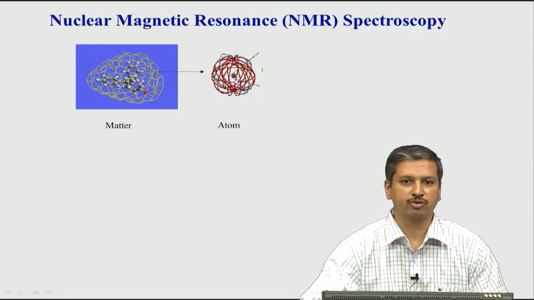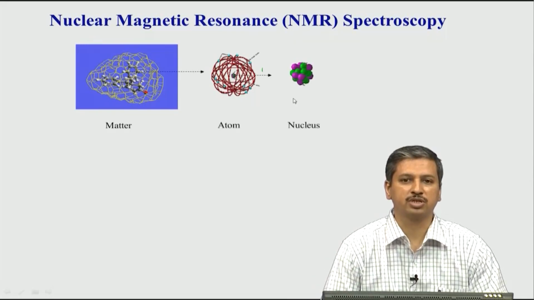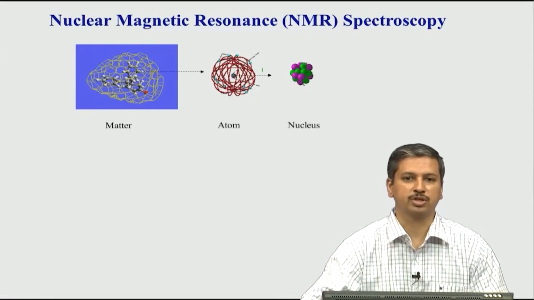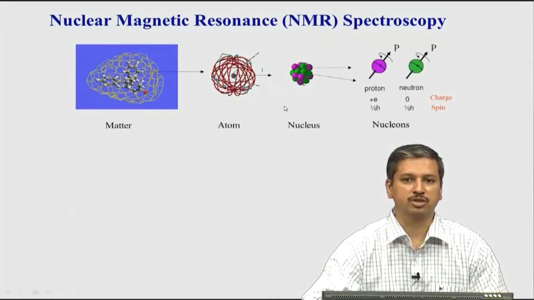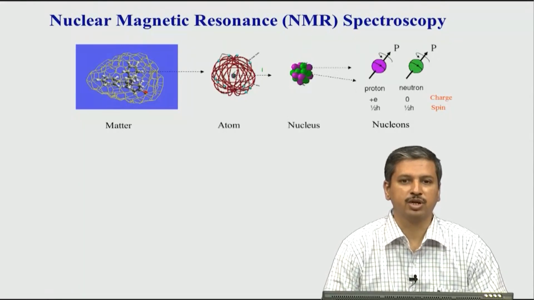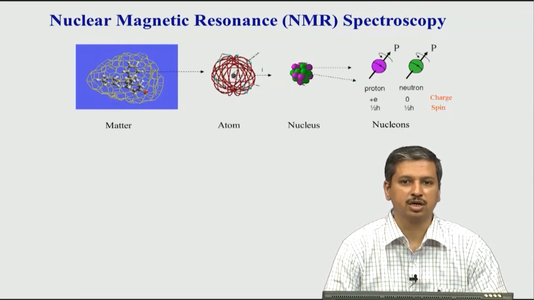Now, if you zoom into this nucleus, you will see it is made up of protons and neutrons, and we use the word nucleons for both protons and neutrons. Neutrons and protons have two properties associated with them, which we will use in NMR. One of the properties is called charge. All of us know that protons are positively charged and neutrons have charge 0, they are neutral. But one more important property they have is known as spin.